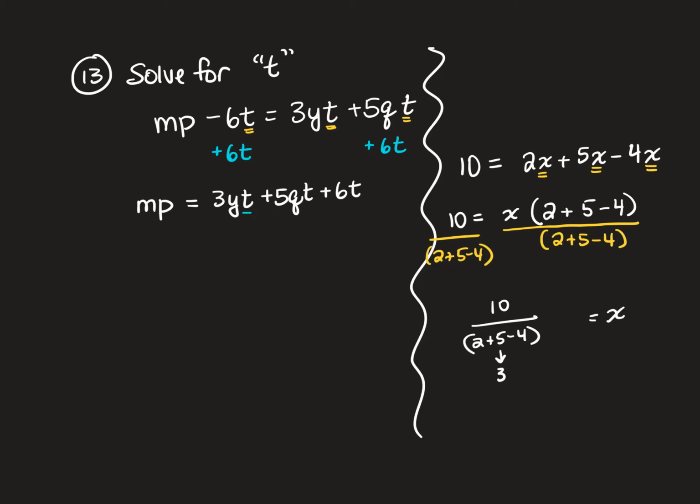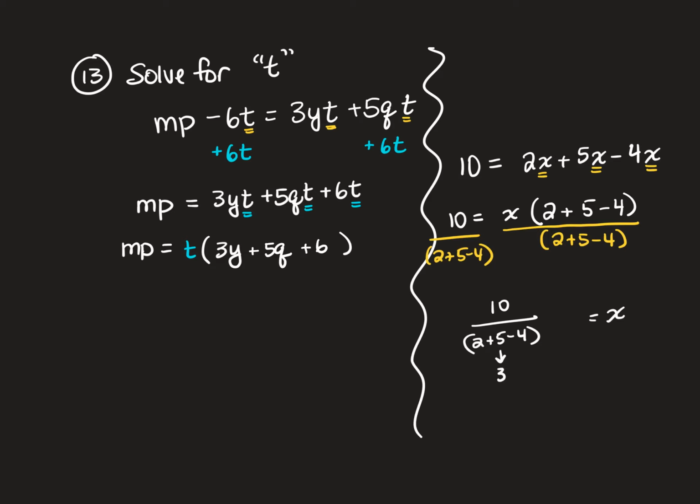So what I see here is that every one of these terms includes a t, right? We did that on purpose. We gathered up all of the terms that have the variable that we're trying to isolate. We put all those terms on the same side. So let me rewrite this so that we factor out the t. Remember that just means I'm dividing every term by t and writing what would be left. So if I divide 3yt by t, that's just going to be 3y. If I divide 5qt by t, that's just going to be 5q. And if I divide 6t by t, that's just going to be 6.